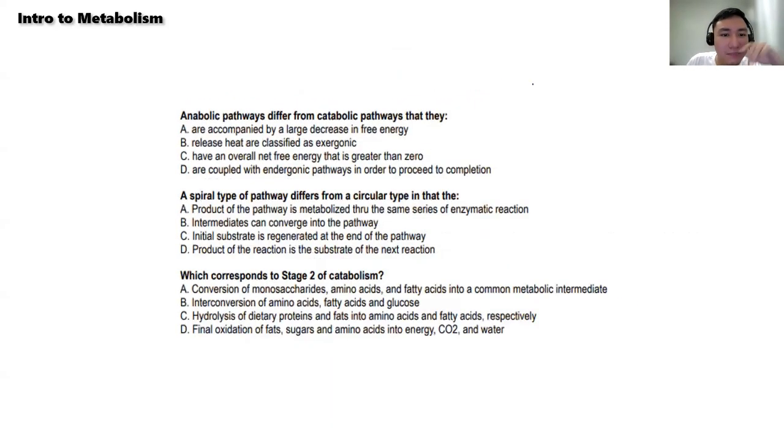Here as well. Ayan, tingnan nyo. Lumabas ulit yung stage 2 of catabolism. Kanina stage 3, tapos stage 1. Ito naman stage 2, tinanong. Ito rin, umulit di ba? Spiral type and circular type. Umulit ulit. Same concept, iba lang yung way ng pagtanong, or yung specific na tinatanong within a concept.